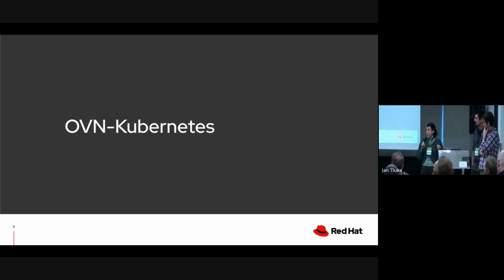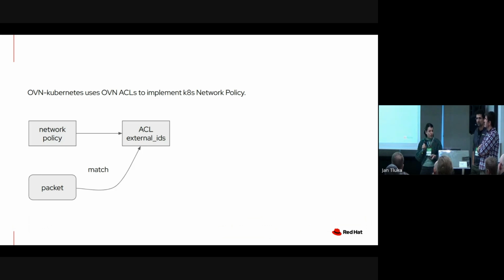Okay, so OVN Kubernetes is a plugin that implements Kubernetes networking using OVN. That part you know. So to implement network policies, OVN Kubernetes uses OVN ACLs. And that is kind of how it looks. So you have a network policy that is translated into an ACL. And then at some point, a packet comes, it matches an ACL.